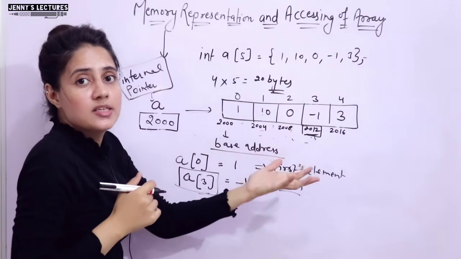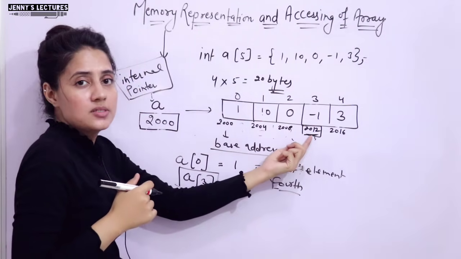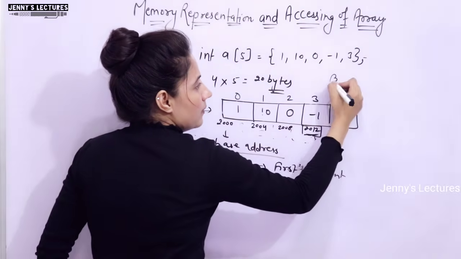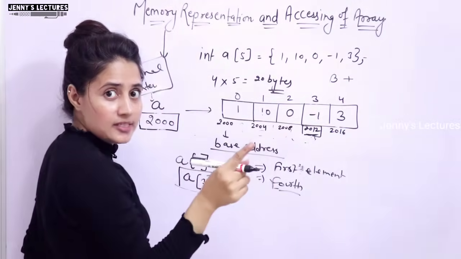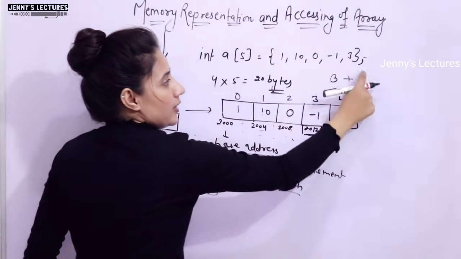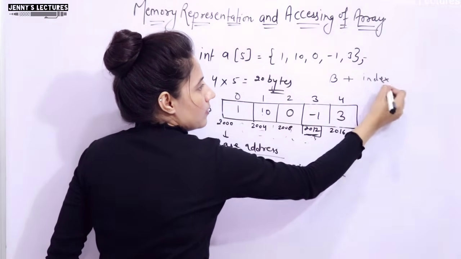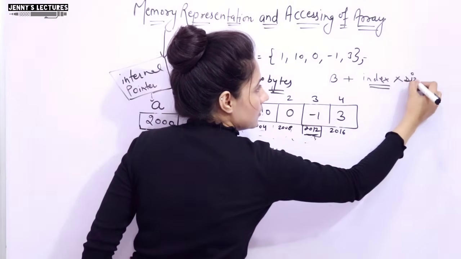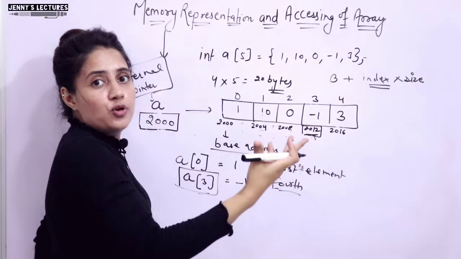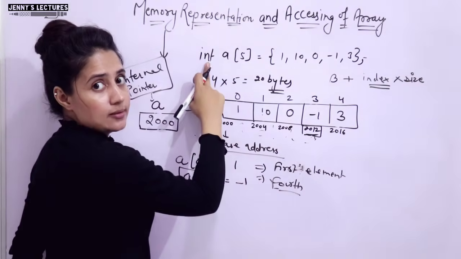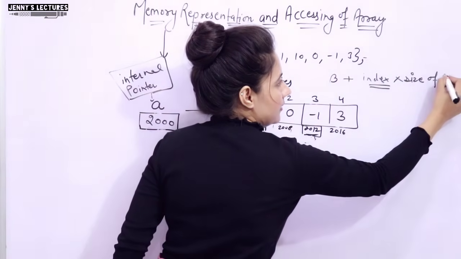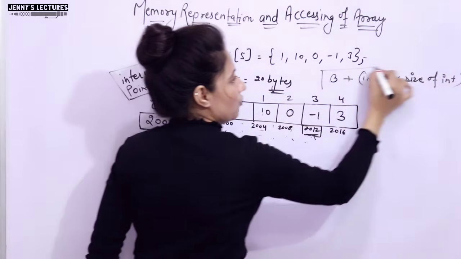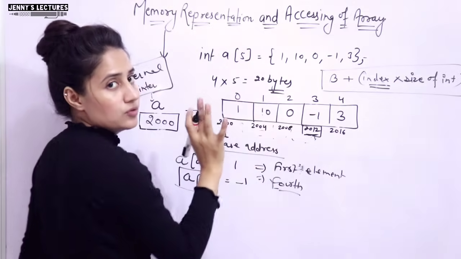Now how can you directly access it? How is the address to be calculated? See, the formula is: base address, B stands for base address, plus index, which is the element you want to access, into size, the size of the data type you are using. Here I am using integer, so size of int. That's it. This is the formula to access any element of the array.